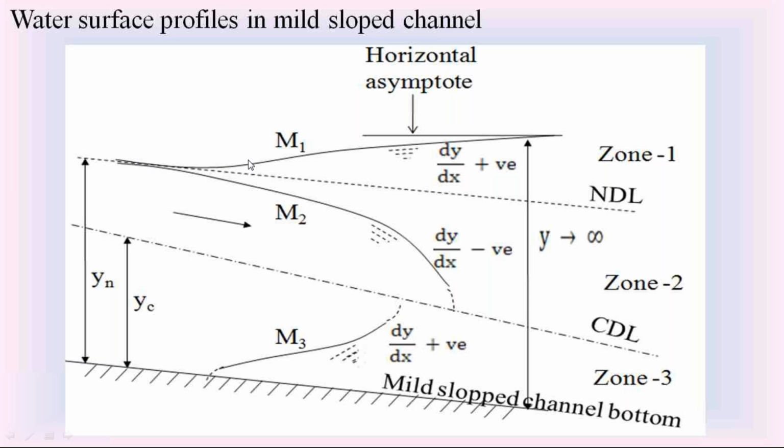Why is M1 a rising water curve, and what is the nature of the M1 water surface profile in a mild slope channel? Why is M2 a falling water surface? What is the nature of M2 on the upstream side and on the downstream side? And why is M3 a rising curve? What is the nature of M3 on the upstream side and also on the downstream side? So we will discuss these characteristics of water surface profiles in all the open channels in tomorrow's class.